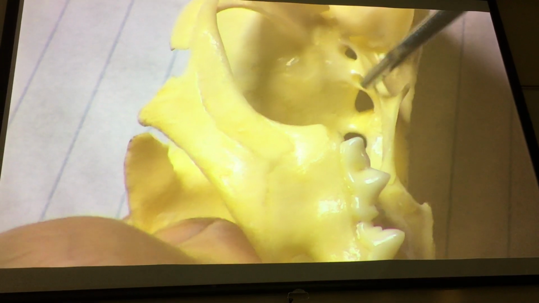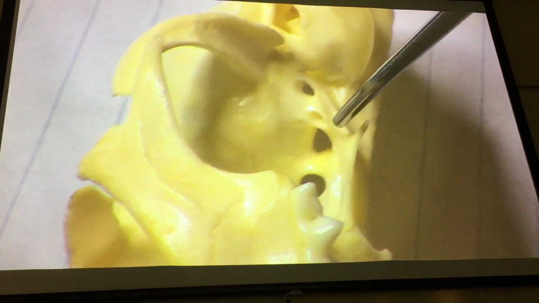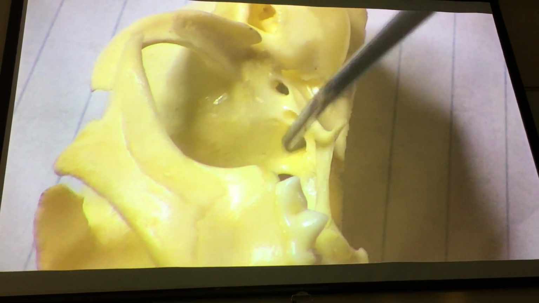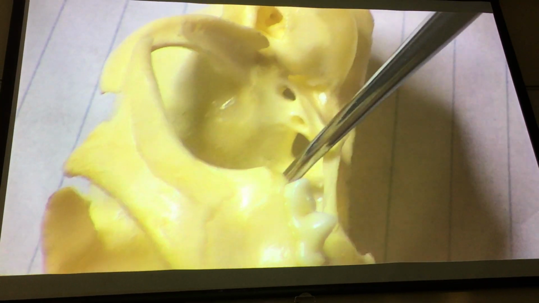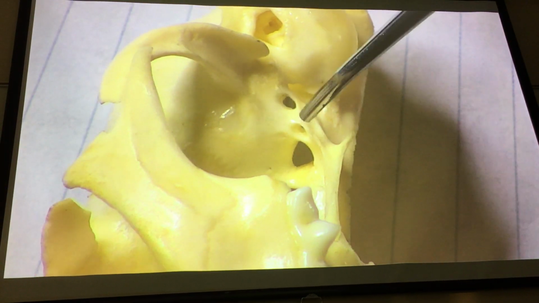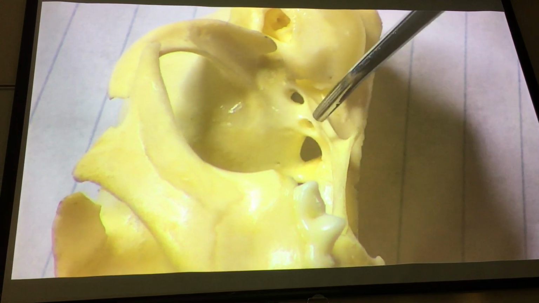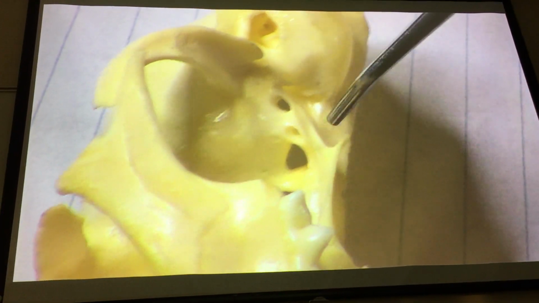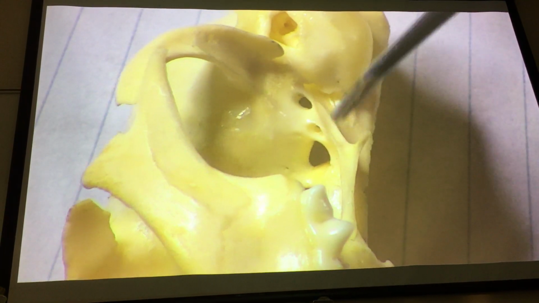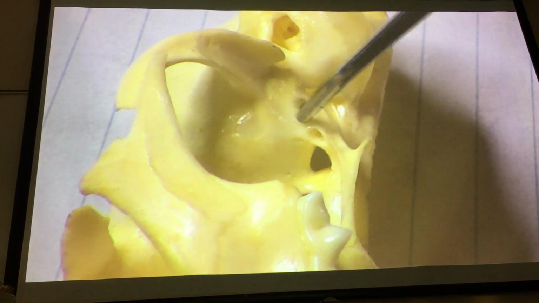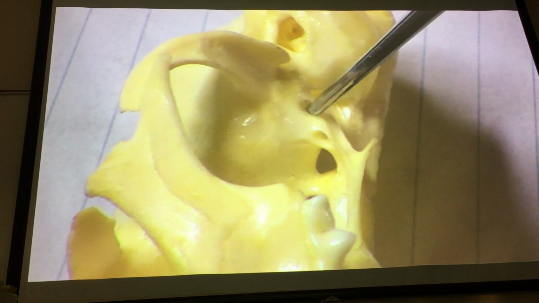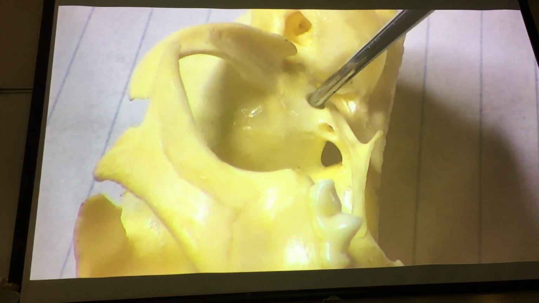Behind it, we've got a round hole called foramen rotundum. So it goes O-O-R-O: optic canal, orbital fissure, foramen rotundum. Rotund means round. The round part of the Capitol building is called the rotunda. And then this oval foramen is called foramen ovale, which is almost easy.